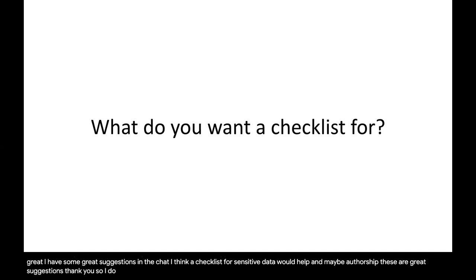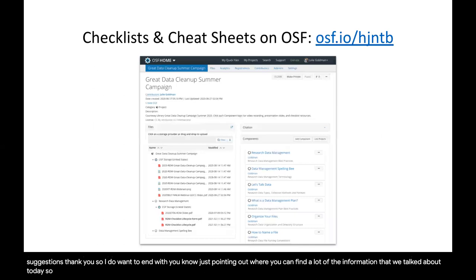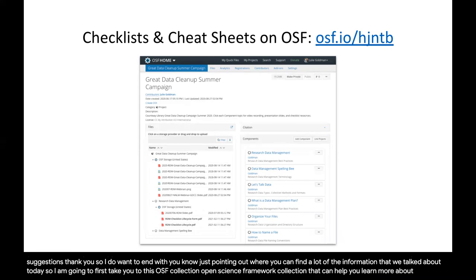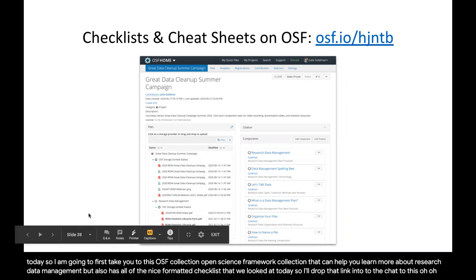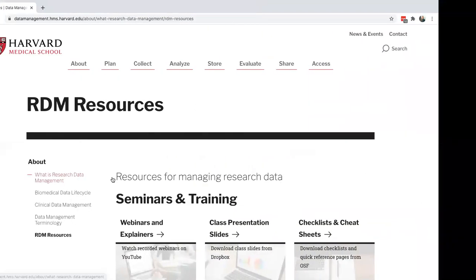Great. So I do want to end with just pointing out where you can find a lot of the information that we talked about today. So I am going to first take you to this OSF collection, Open Science Framework collection, that can help you learn more about research data management, but also has all of the nice formatted checklists that we looked at today. So I'll drop that link into the chat to this OSF page, and we'll jump over.